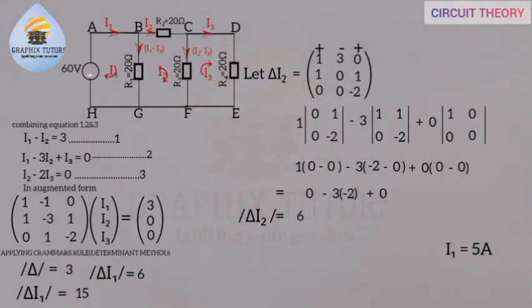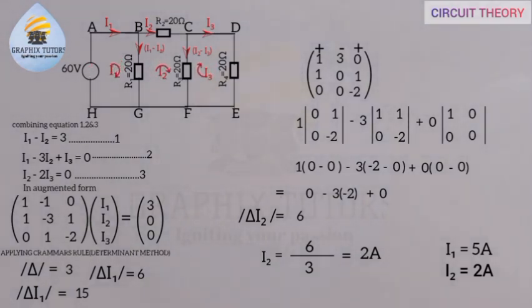6. So my I2 will now be equal to determinant of delta I2 all over determinant of delta. So it will now be 6/3, and that will give us what? 2 ampere. So the I2 current is what? Is 2 ampere.